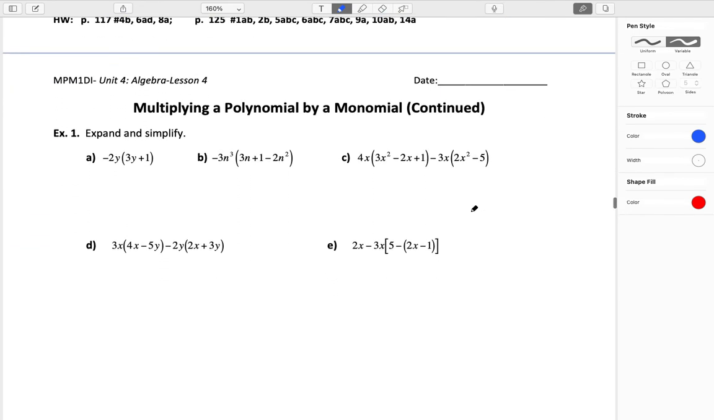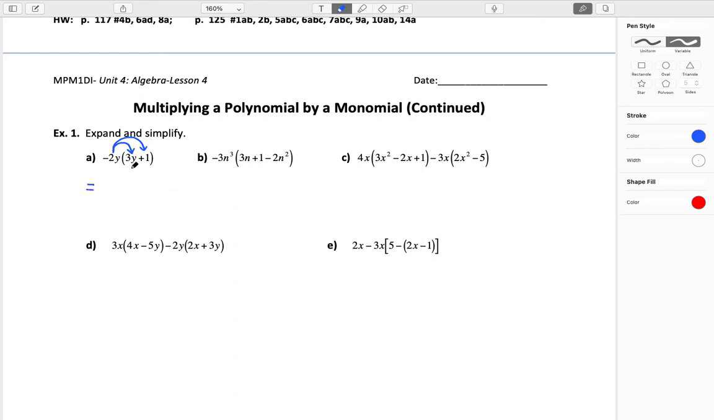Okay, now what about lesson number 4? It's a continuation, but sometimes you will notice that within the monomial, you will have a variable, not just a constant. So for number 1a, we have negative 2y in front of the bracket. So distribute, because there are two terms, and another distribute.